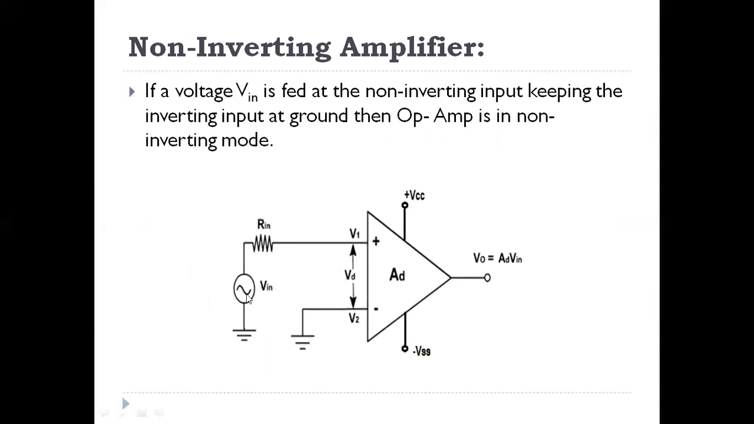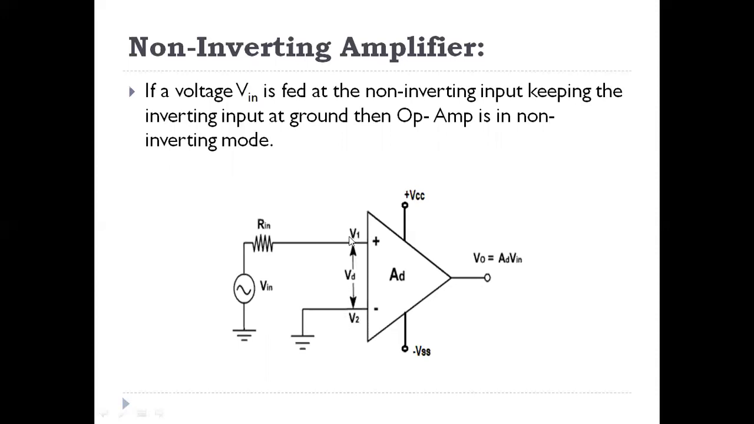So here the input voltage Vin is applied to the non-inverting terminal of the op-amp and the inverting terminal is grounded. Consider the input voltage at the non-inverting terminal as V1, and the input voltage at the inverting terminal is V2.